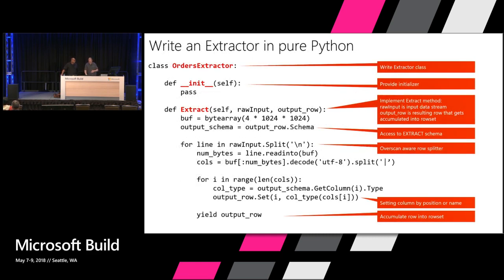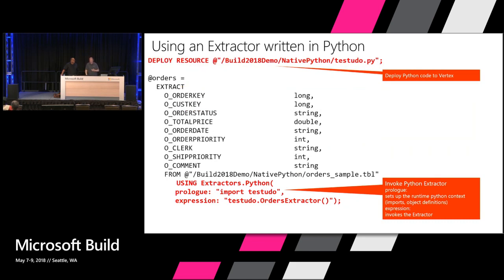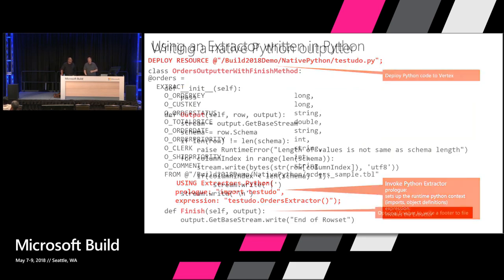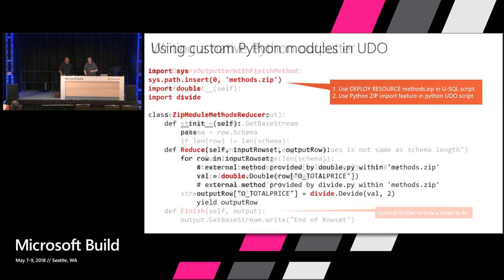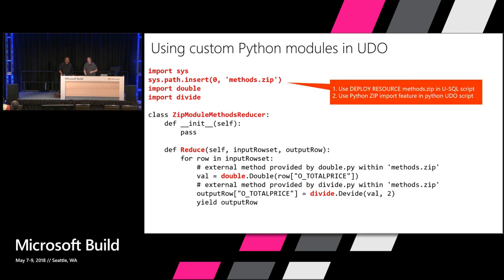I'm skipping over this. These are just some examples of writing an extractor or a native Python outputter. So this is just showing you what we saw earlier.